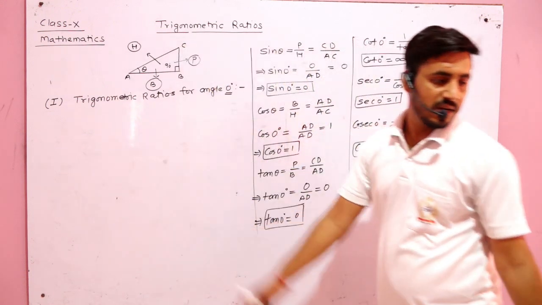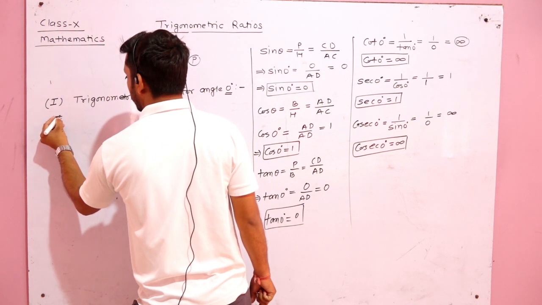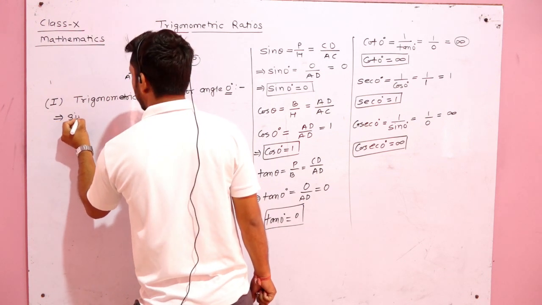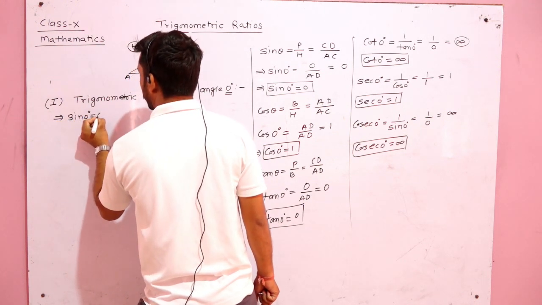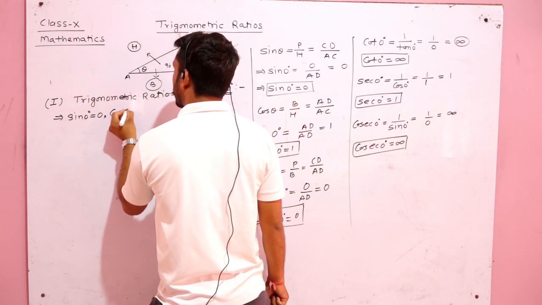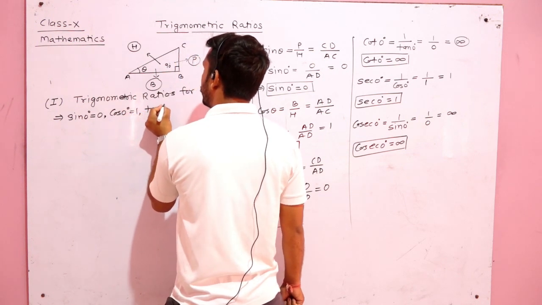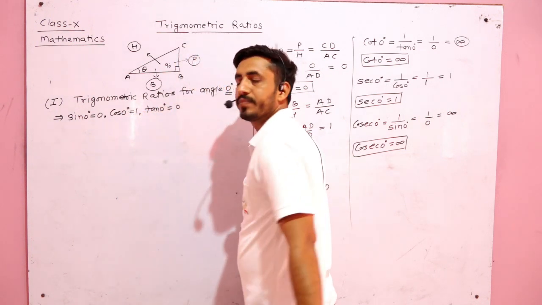In this condition I'm writing all the results together. First one is sin 0 degree. Sin 0 degree is equal to 0. Next one is cos 0 degree is equal to 1. Next one is tan 0 degree is equal to 0.